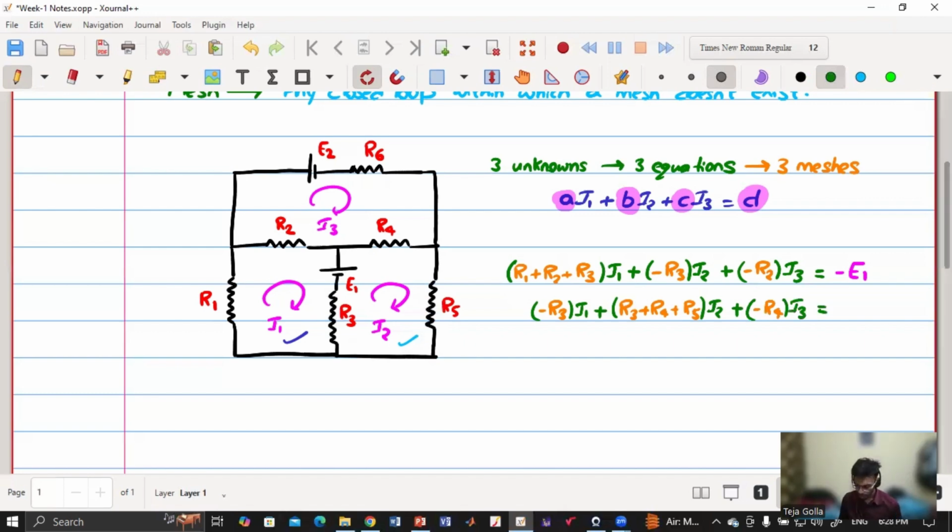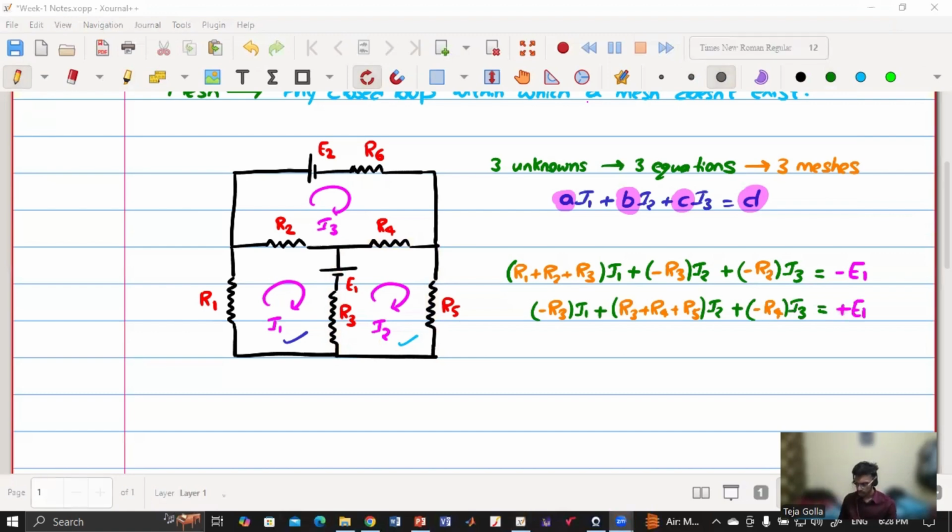Now what will be on the RHS side? How are we going to get it? We have to see what is the potential gain or drop when we are traversing that loop in the clockwise direction. So will I see a plus E1 or minus E1, anyone? Plus E1. Gokul, you're right. So it is plus E1. So we have got two equations from two meshes.